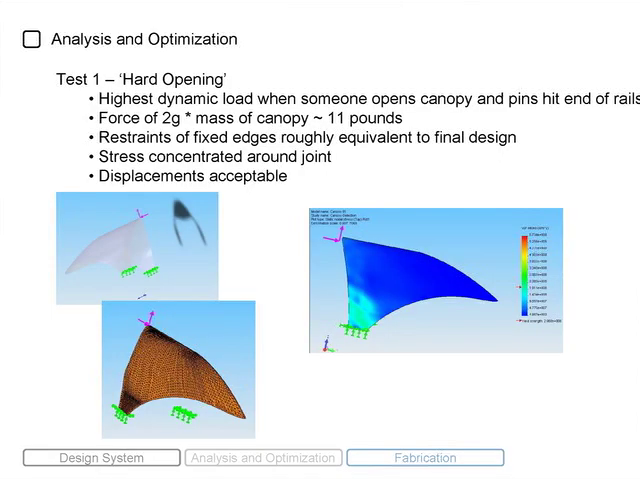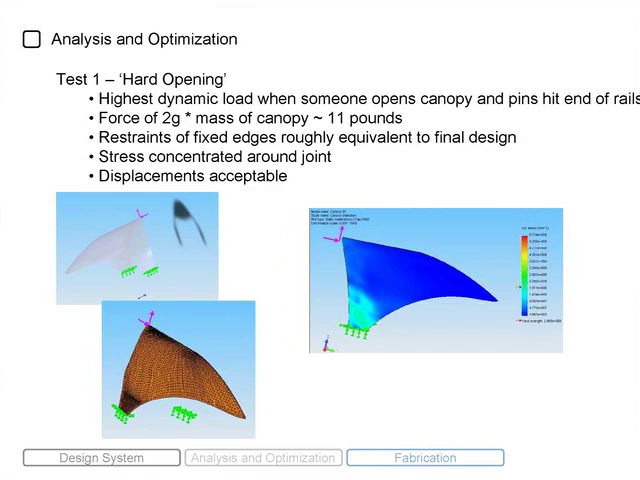The first test was the hard opening. This is when someone's sitting in the car and they want to get out, they overdo it and slam it to the end of the rail. So this is modeled as this part fixed, because that's the part that slides in the rail, attached to the rail, so it's more or less fixed. And this up and forward motion is what happened when we slide it in. This is a force of 2G, and the mass of the canopy is about 11 pounds.